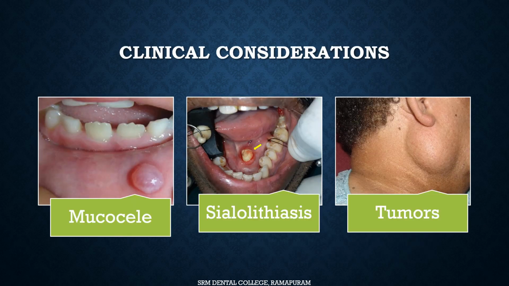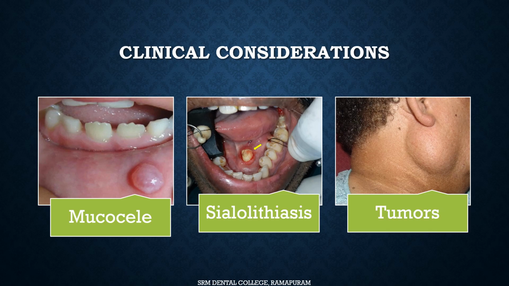So coming to the clinical considerations, if there is any injury to the ductal system of your salivary glands, it can result in a lesion called a mucocele. That is, any injury to your salivary ducts can cause the saliva present within the ductal system to pool outside within the connective tissue, causing a lesion called the extravasation type of mucocele.